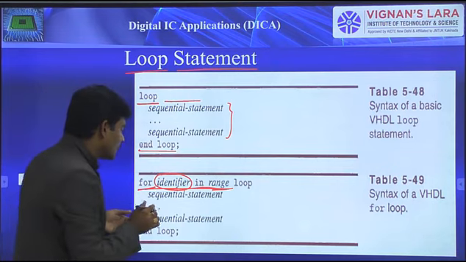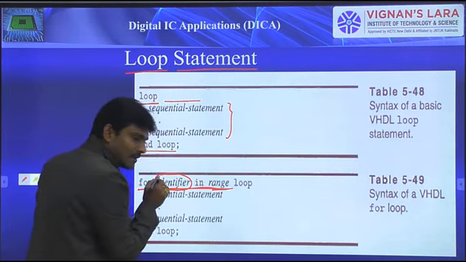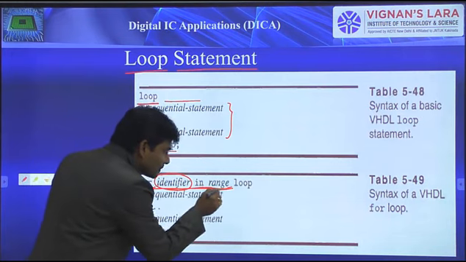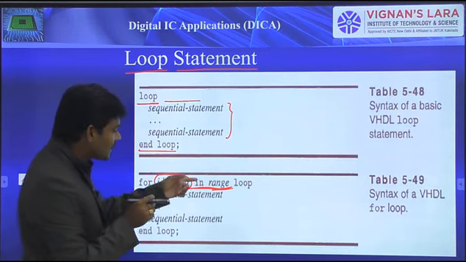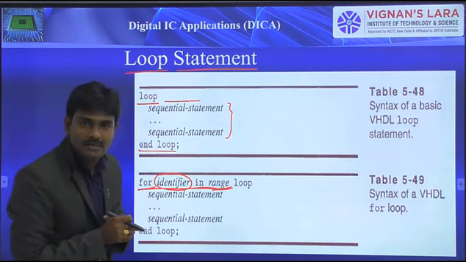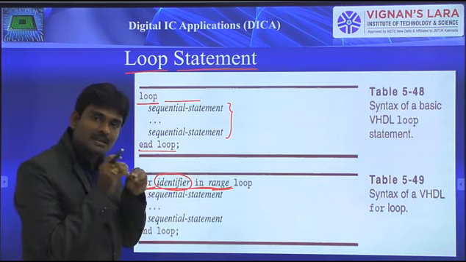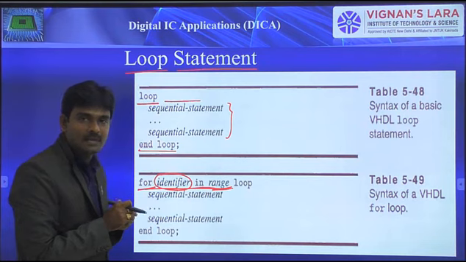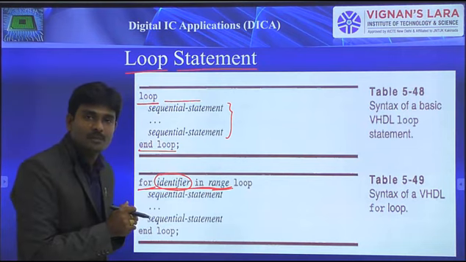That is because, while coming for the identifier, the type of that particular variable will be assigned from this particular range. Whatever type of range values we describe within that range, based on that range type, that type will be assigned to this identifier. That is nothing but a user defined variable.